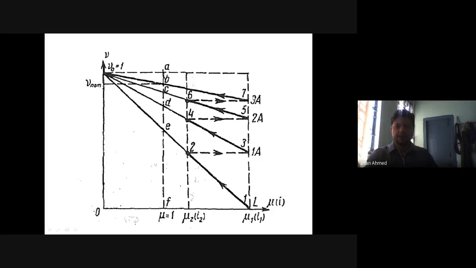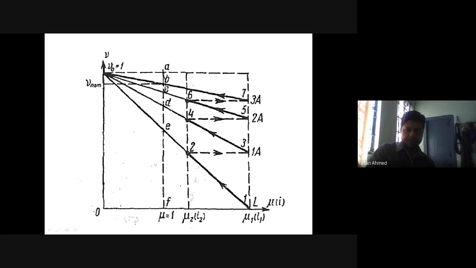As far as the natural characteristic is concerned, this can be drawn by finding 2 points. The first point will be corresponding to the no load speed. So at the no load speed, V will be equal to V0, that is equal to 1. V was equal to omega upon omega 0. At no load, omega will be equal to omega 0. So in per unit terms, your per unit speed V will be equal to 1.